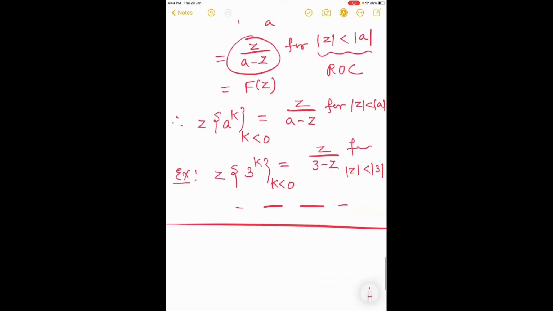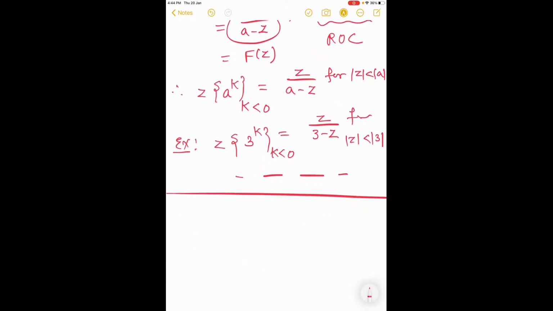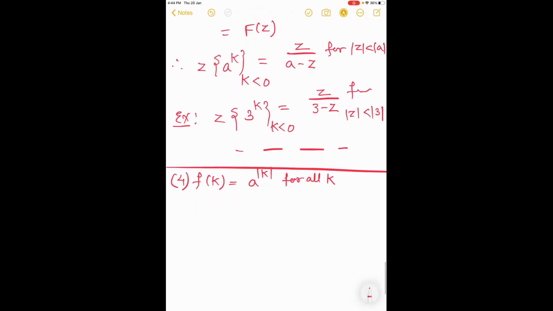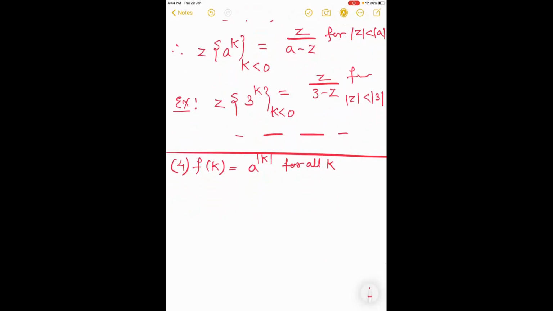So one more I'll show you here, because this is a basic part which we are doing. So I'm just deriving. Further, in the inverse calculation, we will be just using the direct answer, and with the help of that we are solving the result. Okay, so next, fourth or fifth, whatever, that standard form, you can take f of k is equal to a raised to mod k for all k. For all values of k, means positive as well as negative. This is the sequence. So let us work out the Z transform for this.